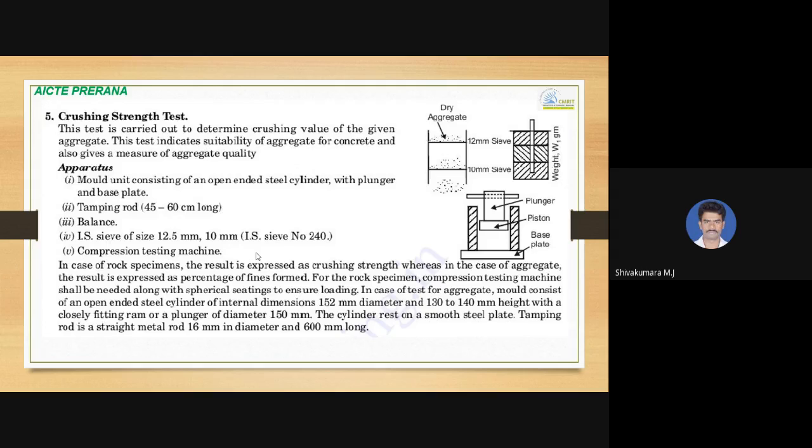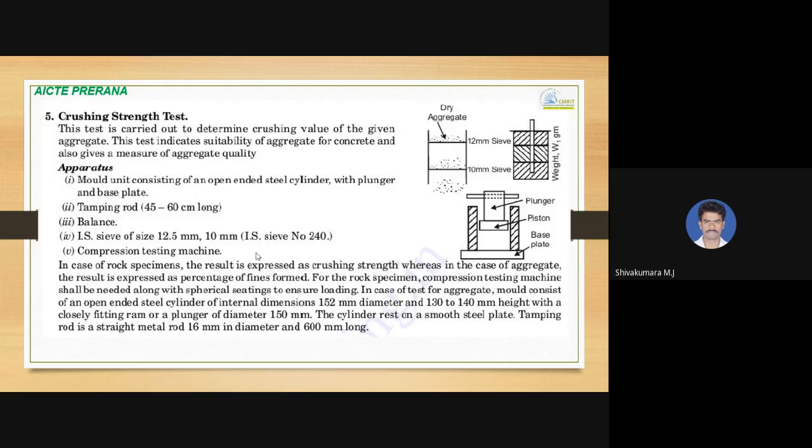In case of rock specimens, the result is expressed as crushing strength, whereas in case of aggregates, the result is expressed as percentage of fines formed. For the rock specimen, a compressive testing machine is needed along with a spherical seating to ensure the loading is proper. In this test, first the aggregates are sampled using a cylindrical measure.